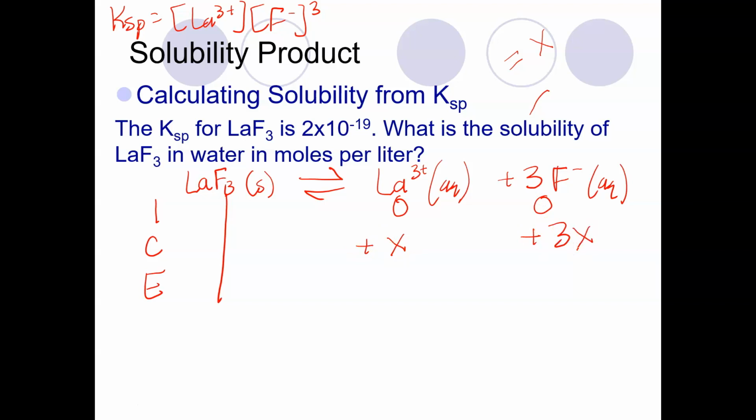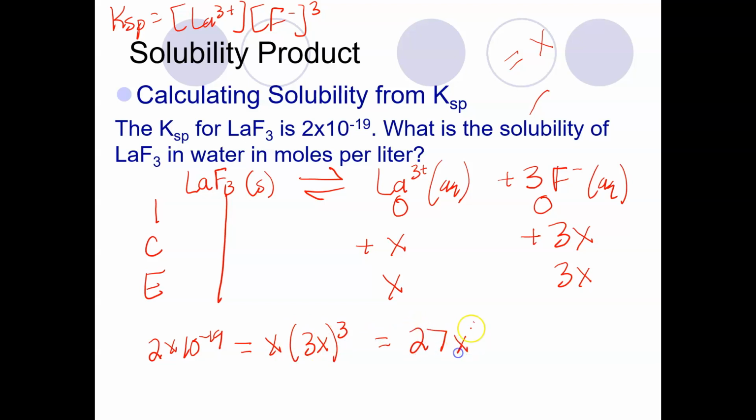At equilibrium, I don't have any numbers, so I'm just going to bring down this is X and this is 3X. So I don't have any values, so what I'm going to have to do is do 2 times 10 to the negative 19th. What I'm doing is plugging into the Ksp equation. That is X, and then the quantity 3X cubed, which 3 cubed is 27, and then X cubed times X is X to the 4th.